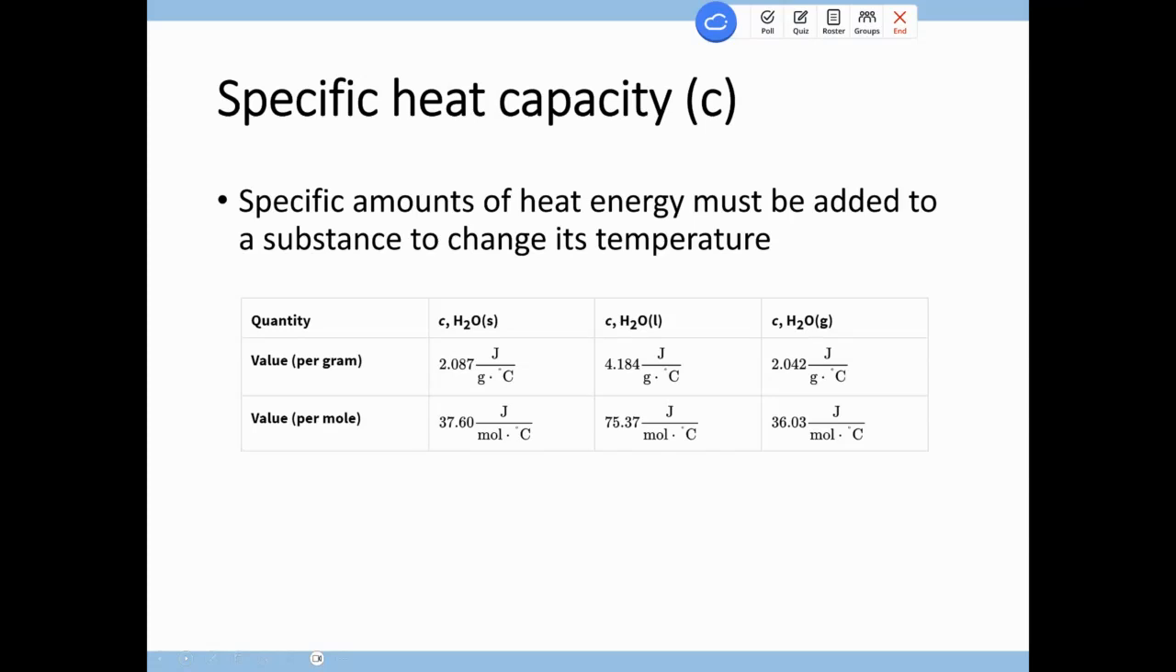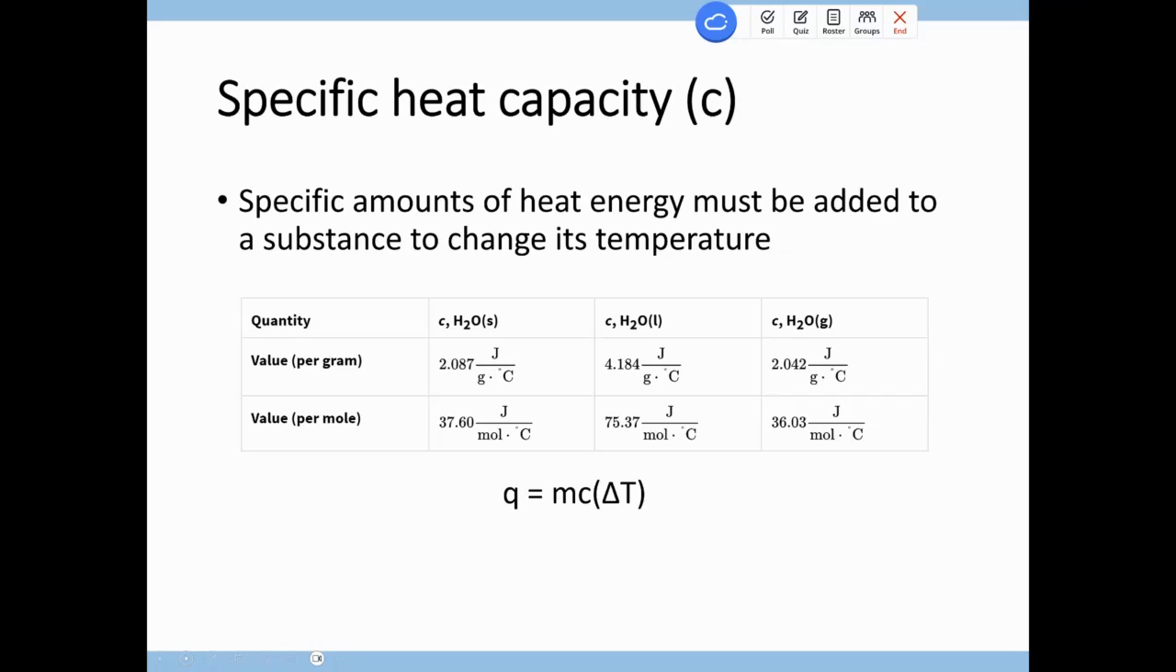Would these be provided for us? Yeah, no, they'll be provided if you need them. So for solid water, if you're working through an equation in units of mass, so you have gram amounts, then you use 2.087 joules are required to increase the temperature of 1 gram of water by 1 degree Celsius. 37.6 joules are required to increase the temperature of 1 mole of ice by 1 degree Celsius. If you're working with liquid water, or gaseous water, water vapor, you use those values.